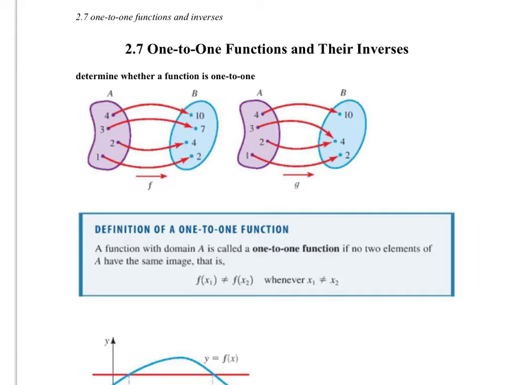So here in this arrow diagram, you can see that the function g is not one-to-one because here are two different x values, 3 and 2, that have the same function value, 4. So we have g of 3 equals 4, and we also have g of 2 equals 4. And that just can't happen with a one-to-one function.